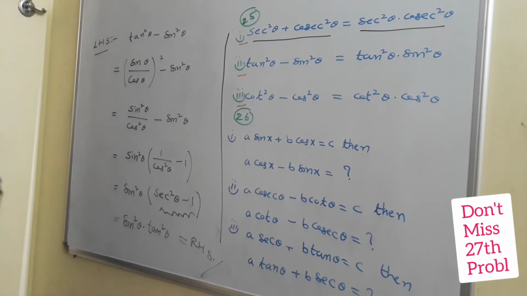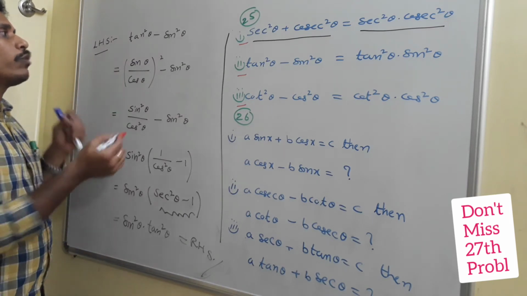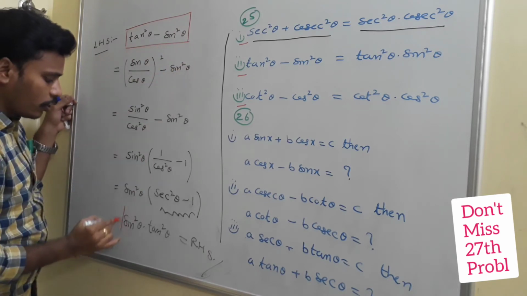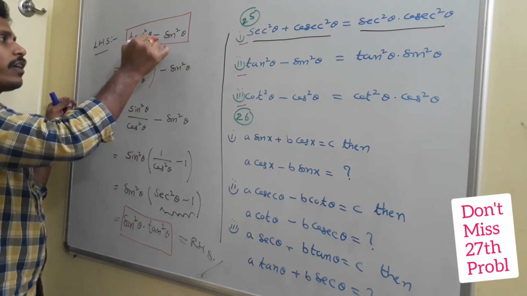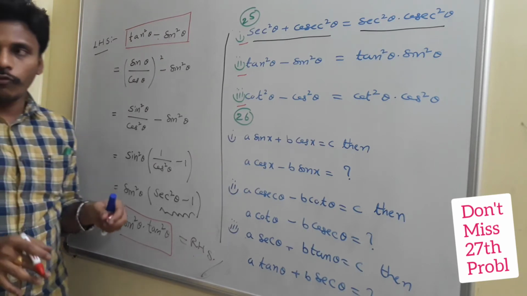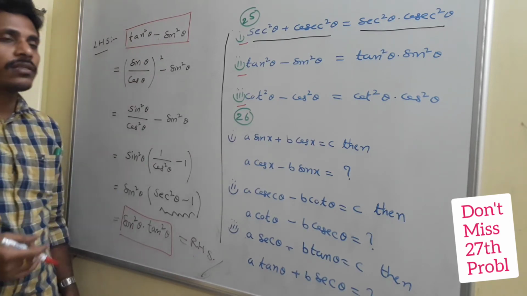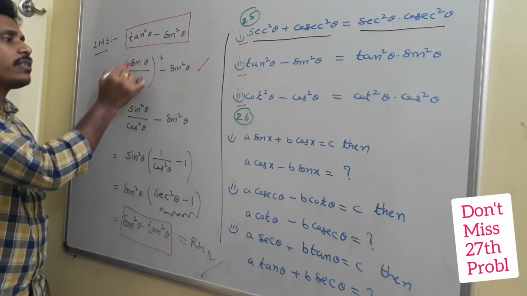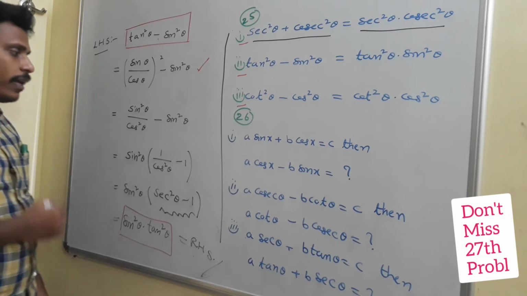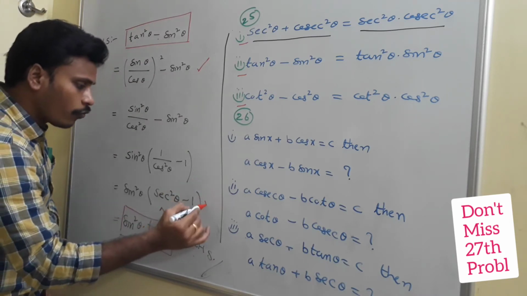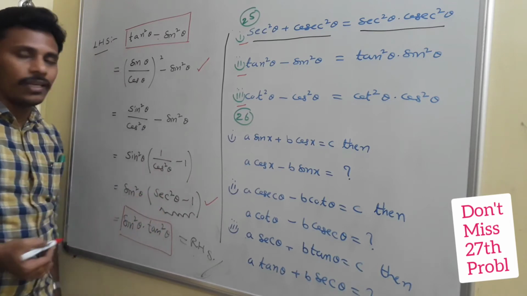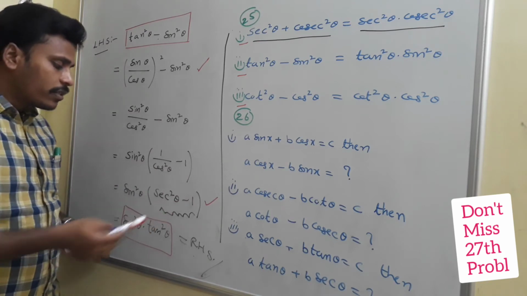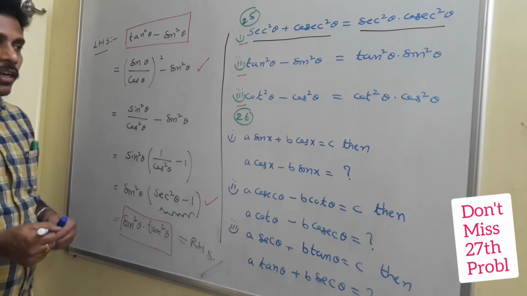Is it clear? We needed to prove that tan square theta minus sin square theta is equal to tan square theta into sin square theta. So I started with my left side and reached the right hand side. That is the proof. But while proving this, which identities did we use? In this case, we used that tan theta is equal to sin theta by cos theta. Then we used that 1 by cos theta is equal to secant theta; since it is 1 by cos square, we used secant square theta. And at the end, secant square theta minus 1 is tan square theta. Is it clear?